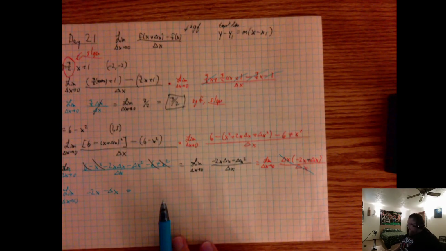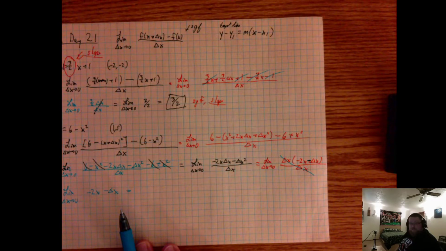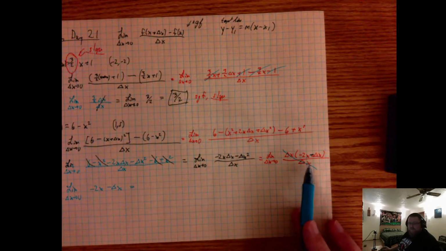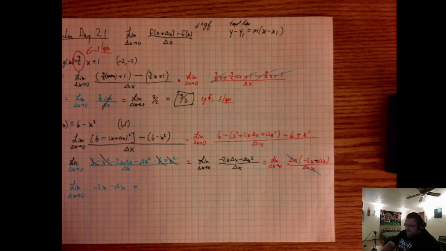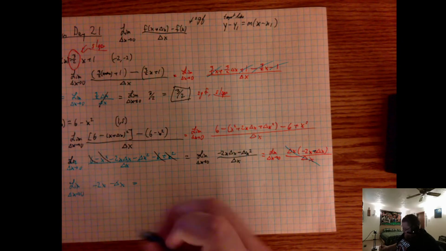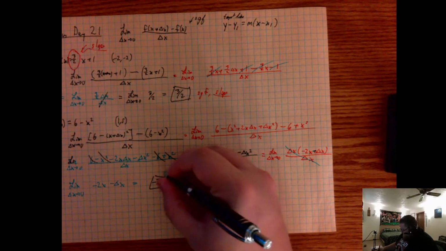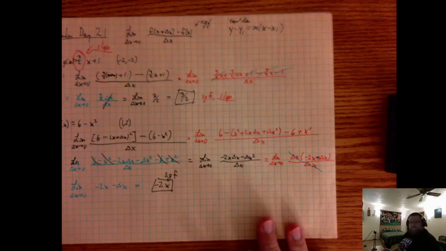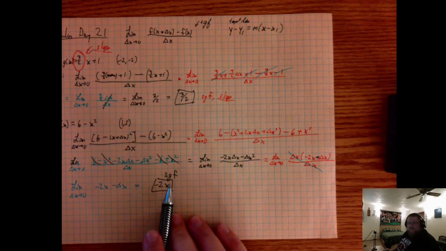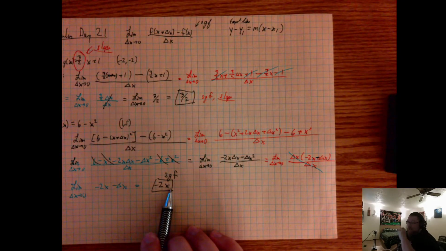At any point in time before this, if I had tried to plug in, I would not get a solution. But now that I have gotten rid of the delta x on bottom, I can actually plug in 0 and get an answer. And when I do, I end up with negative 2x as my slope generating function. Now, this is the slope generating function. It is not the slope.